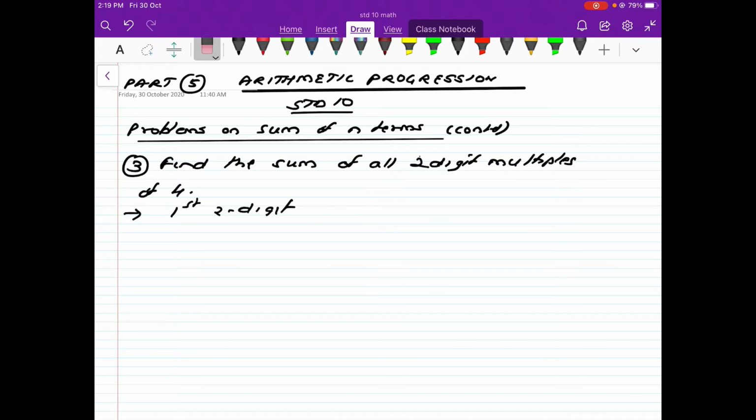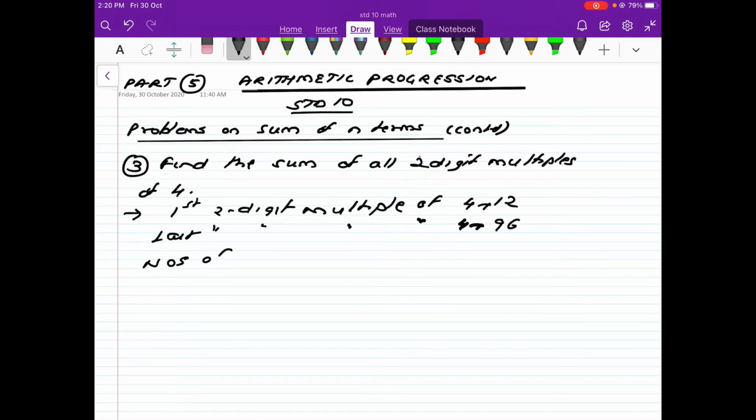The first 2-digit multiple of 4 is 12, and the last 2-digit multiple of 4 is 96. Now when we want to find the sum, we should first know how many multiples there are. So we will find the number of multiples.